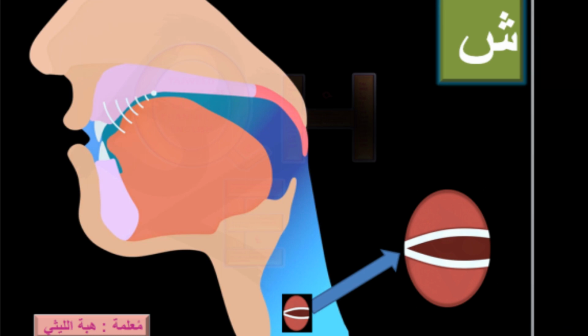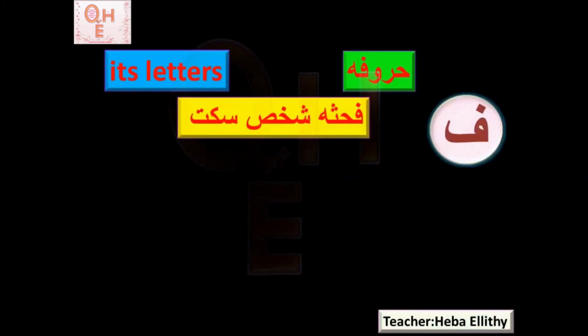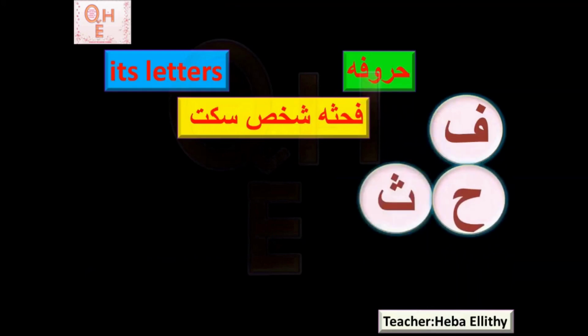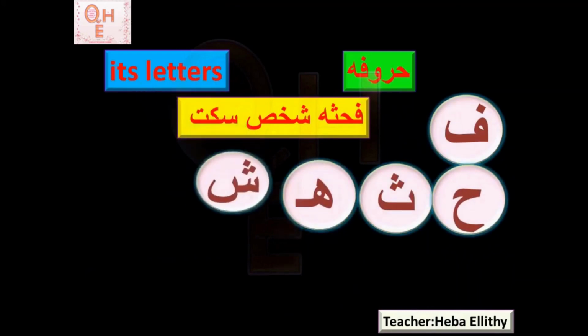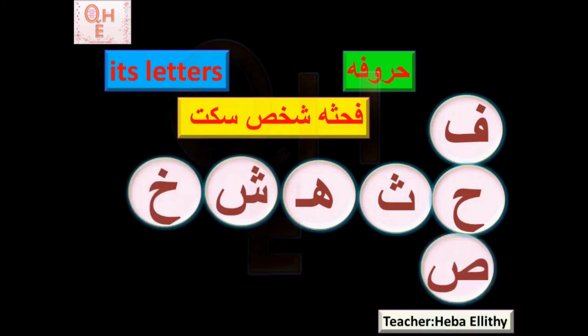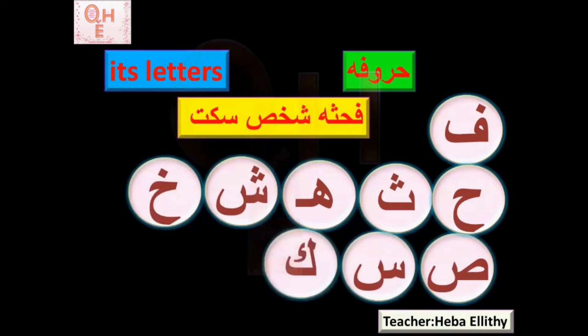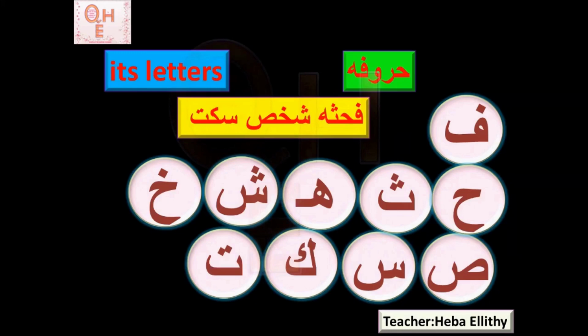But the real thing that happens is that the vocal cords are open and there is no vibration for it inside. So the breath comes the easy way without anything closing its way. This is the hams. What are the letters of hams? حروفه فحثه شخص سكت. If I separate this word into letters, it will be letter fa, letter ha, letter tha, letter ha, letter shin, letter kha, letter sad, letter sin, letter kaf, and letter ta.